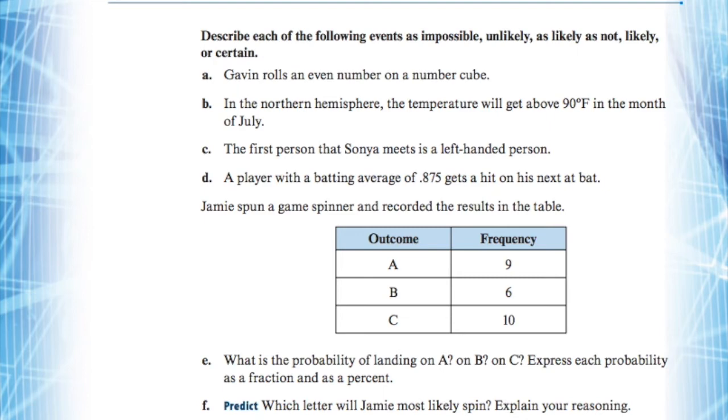C, the first person that Sonia meets is a left-handed person. How many people do you know are left-handed, or is right-handed more dominant? That might skew your understanding to say, well, this is actually less likely and be on that side of the percentage scale. D, a player with a batting average of 875 gets a hit on his next at bat.